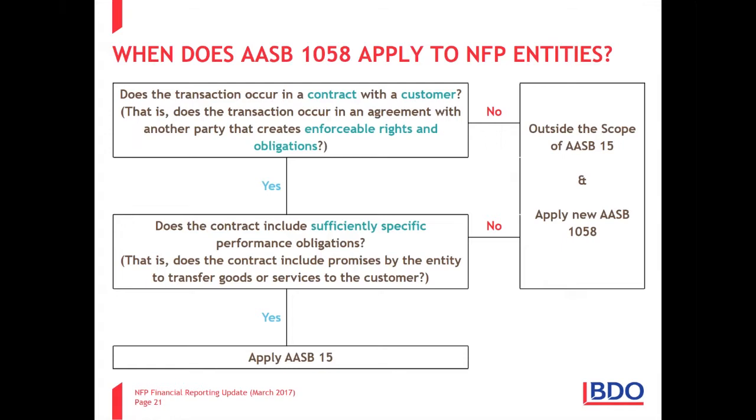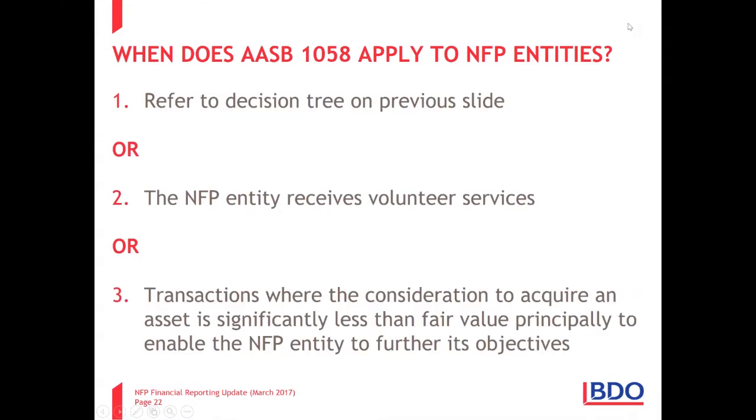So we're back to the very same decision tree. And this decision tree says, if I don't have a contract with the customer, and if that contract doesn't create enforceable rights and obligations, then I'm in 1058. Or if I don't have sufficiently specific performance obligations, I'm in 1058. There are a few other interesting things in 1058 as well. It's not only about the decision tree, there are also new requirements around volunteer services, and requirements around what I would call peppercorn leases.